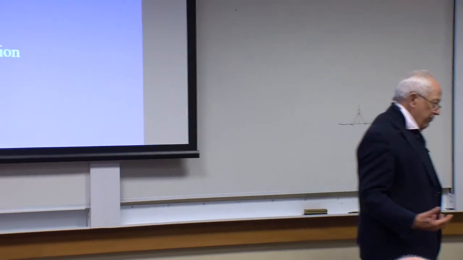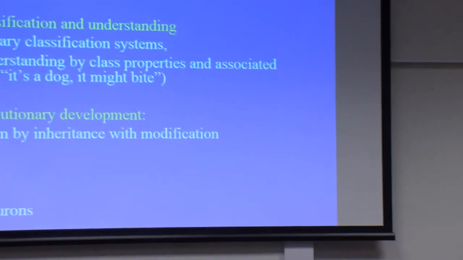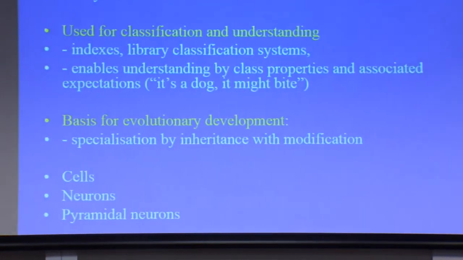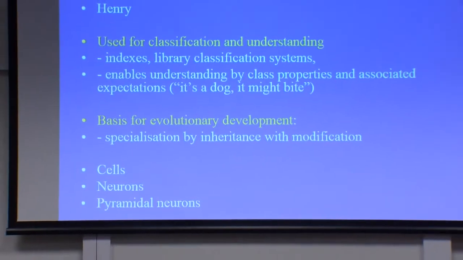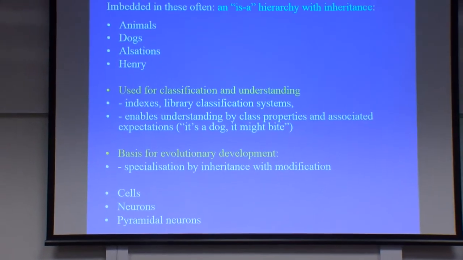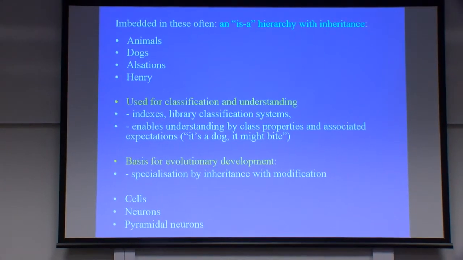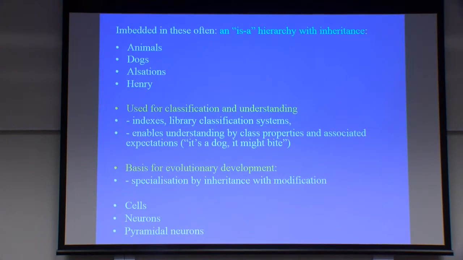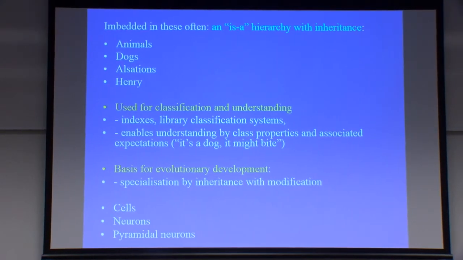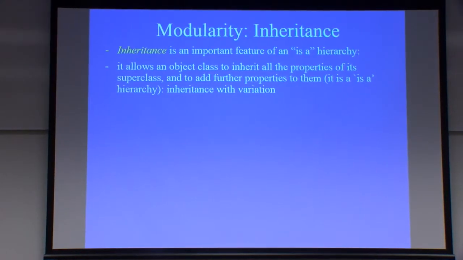And this is one of the real bases for evolutionary development, because you don't have to develop a new module each time from scratch. You take a module that works, you tweak it a little bit, and it'll do a new job. So you specialize by inheritance with modification, and so you've got cells, neurons, pyramidal neurons as the kind of specialization hierarchy that takes place in evolution and development.